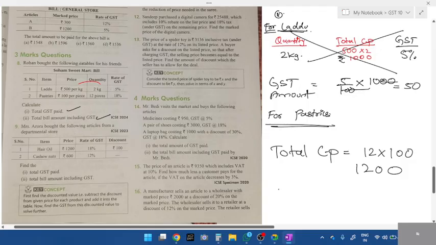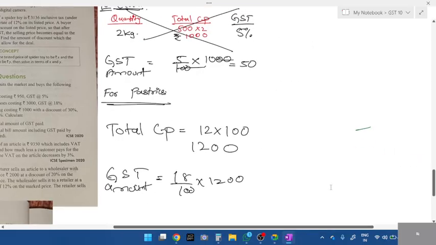Next, GST amount. Write GST amount. How to calculate GST amount, students? 80 divided by 100 into, what's the answer? 260.